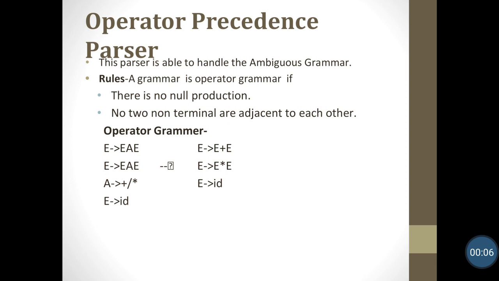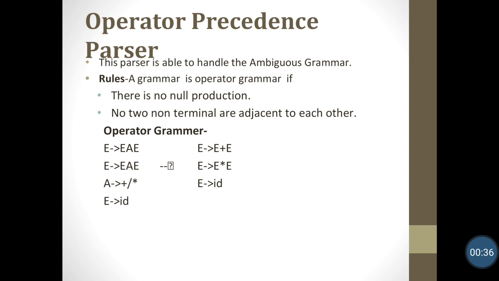Today our topic is operator precedence parser. This is a type of bottom-up parser. As we discussed earlier, an LR parser cannot use ambiguous grammar to create a parse tree, but operator precedence grammar uses ambiguous grammar. So this parser is able to handle the ambiguous grammar.